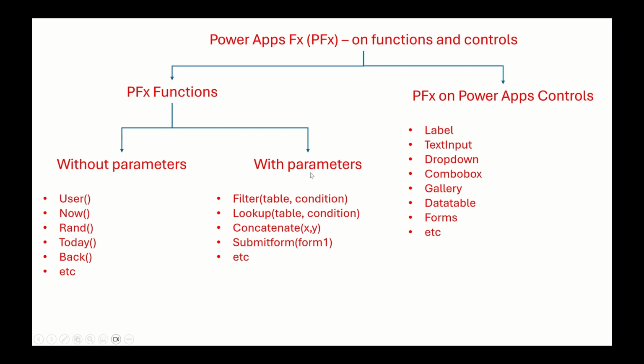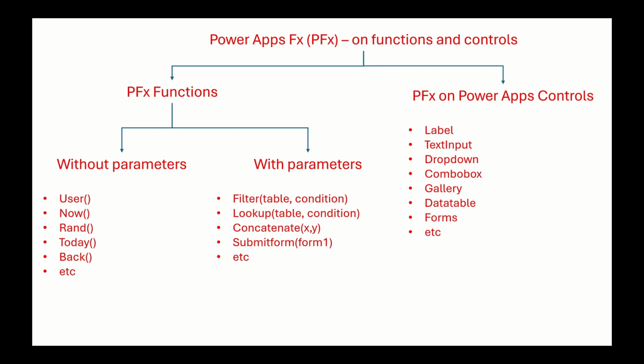And with parameters, you would look at something like filter, which would essentially filter a table based on a condition. So what goes in between these brackets essentially are parameters. Likewise with lookup, concatenate, so on and so forth, right? And then when we do these functions with parameters, such as filter, they act on Power Apps controls. As an example, you could filter a gallery, you could filter a data table, you could filter maybe a drop-down, so on and so forth, okay?